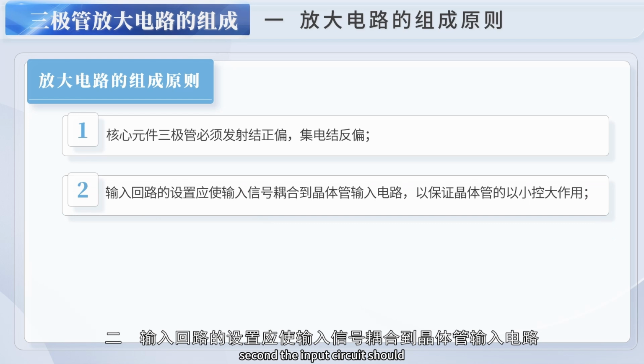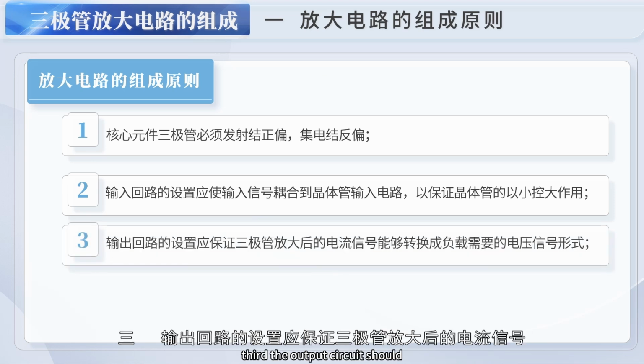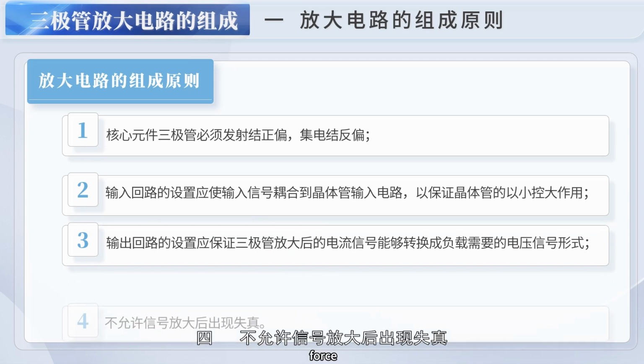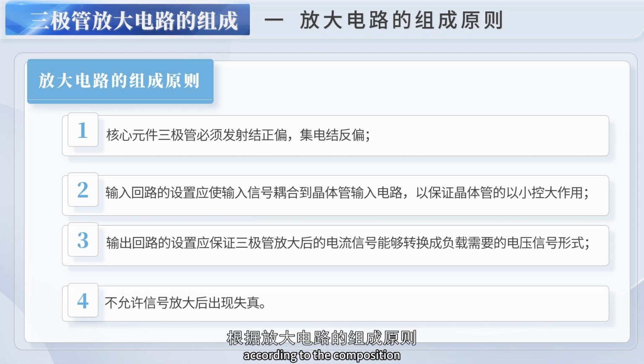Second, the input circuit should be set to couple the input signal to the transistor input circuit to ensure the transistor's function of controlling large signals with small ones. Third, the output circuit should be set to ensure that the current signal amplified by the triode can be converted into the voltage signal form required by the load. Fourth, distortion is not allowed after signal amplification.